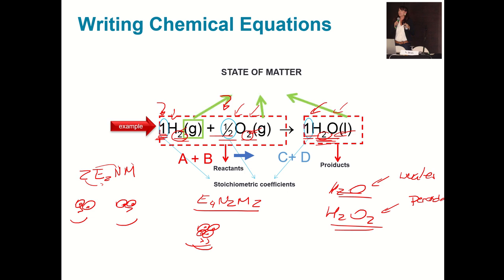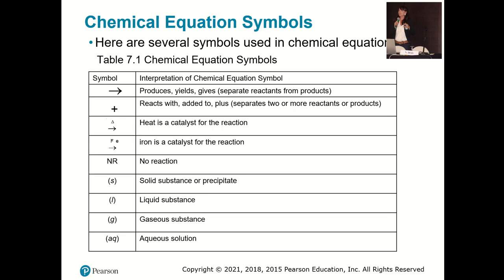Okay? And also we have the state of matter over there, indicating gas and liquid. So those are other symbols that we use in the reactions. We have the arrows, that means separate the products and reactants. And we have the plus sign that we use to add, or react with, add to, plus. And this small triangle over the arrow is indicating that you're using heat as a catalyst. And here we use iron as a catalyst. When you see NR, that is no reaction, and here are the states that you already know.